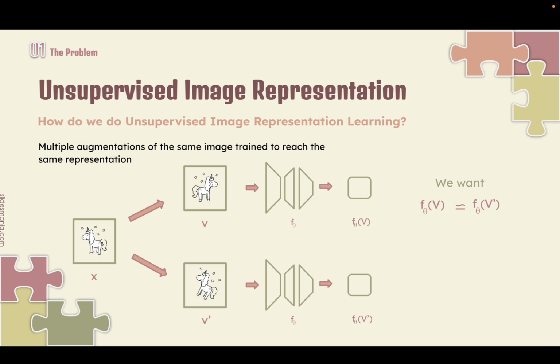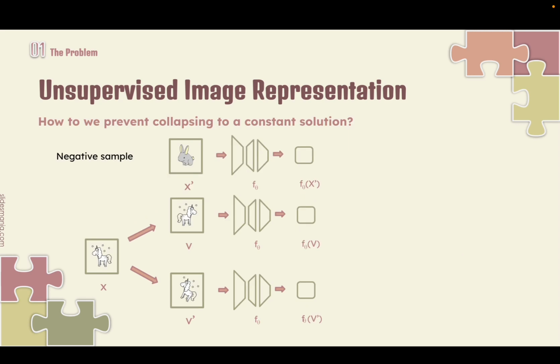The problem with this approach, as I just described it, is that the network can simply map all the input images to a constant value. And so the loss will be minimized, even though the constant value would not be useful at all for representing different images. To prevent this, we add to the training something called negative samples.